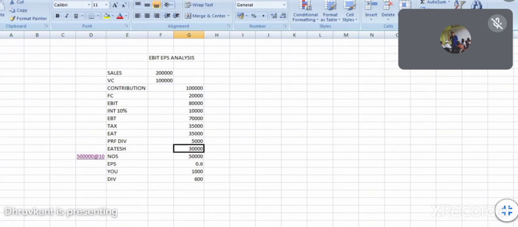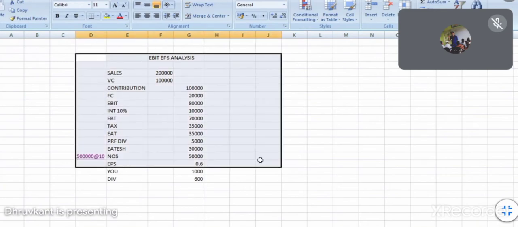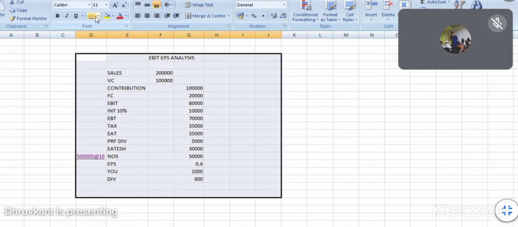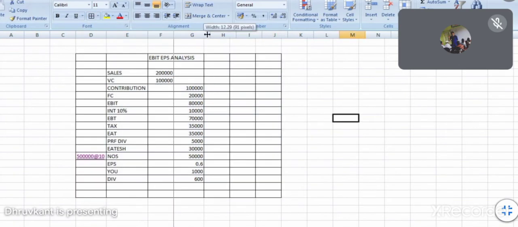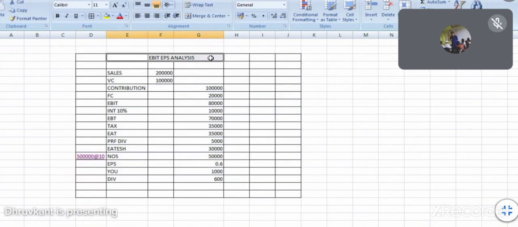This sheet is called what? This sheet is called in finance the EBIT EPS analysis, right? This is EBIT EPS analysis. The question starts with the sales value and ends with what? EPS. And this is the example that I have given to you.